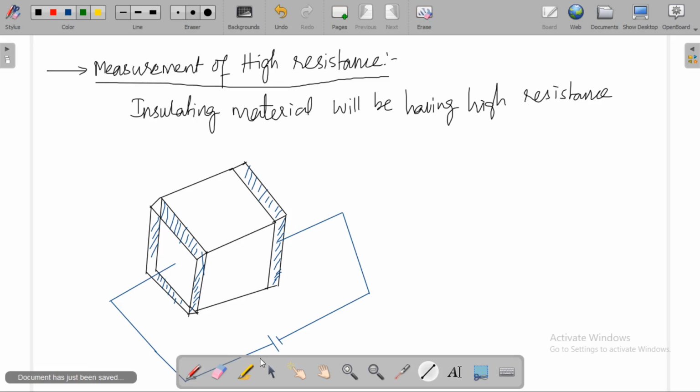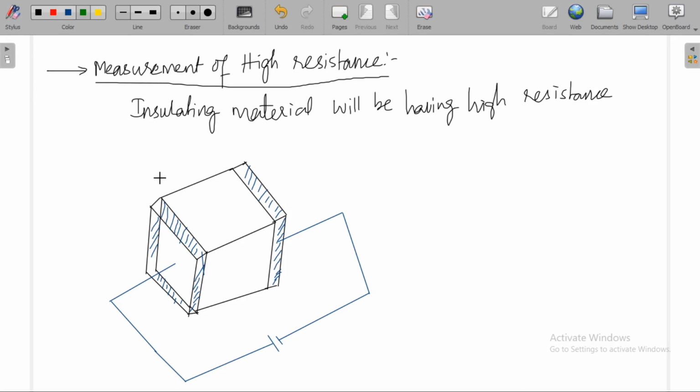Now this is insulator. This is insulating medium, insulating material. This is conductor, conducting plate. Again, this is also conductor. Between these two conducting plates, insulating material is present, insulating medium is present.